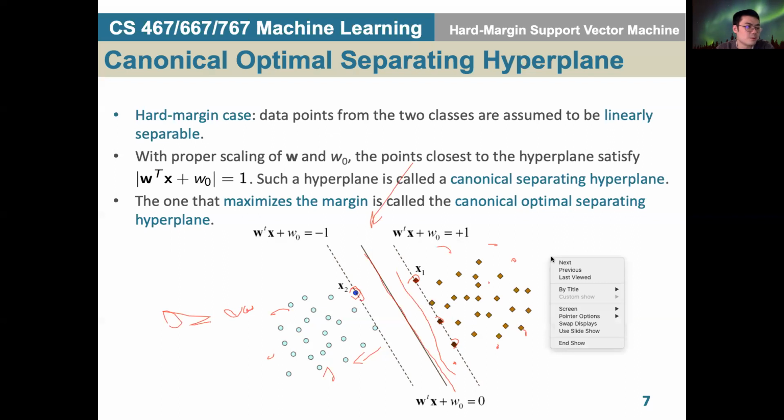So this is intuition that helps you understand why most alphas are 0. Keep in mind, one row, one data point, is associated with an alpha because we are in the dual space.